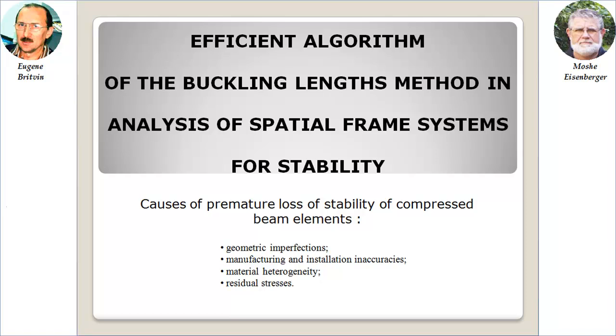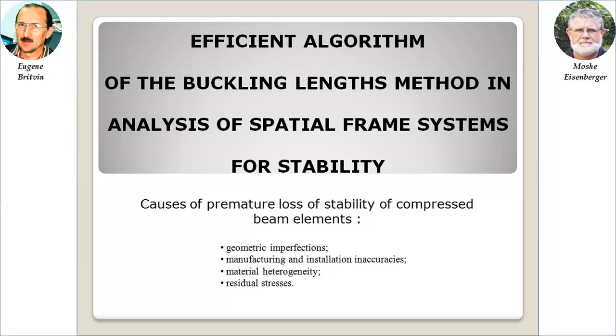As is well known, experience shows that compressed rods lose stability earlier than Euler's theory predicts. There are several reasons for this. Of all these causes, only initial geometric imperfections can apparently be described numerically. If the rod's geometry deviates from a straight line, then even under central compression, a moment stress state arises.